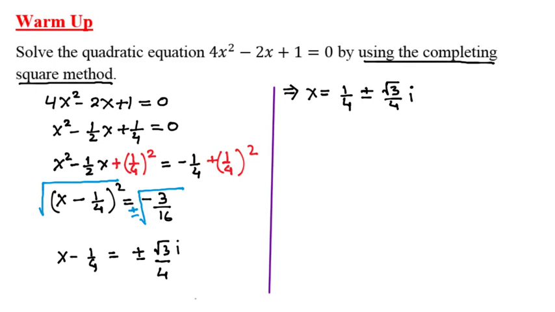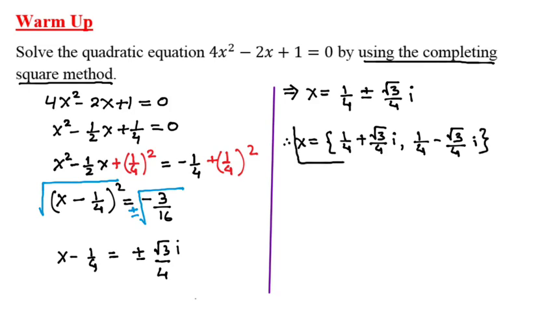So we have two values of x. Therefore, x equal to, your first value is 1/4 plus square root of 3 over 4i. And the second value is 1/4 minus square root of 3 over 4i. These are the two values of x for the given equation. And the process we use here is called the completing the square method.